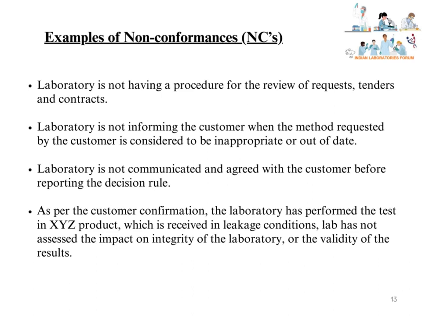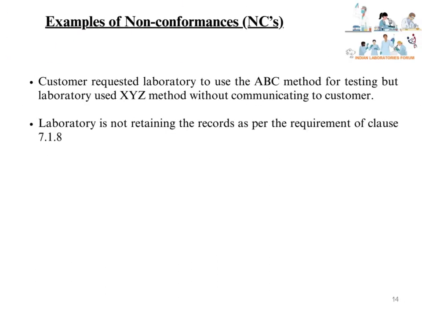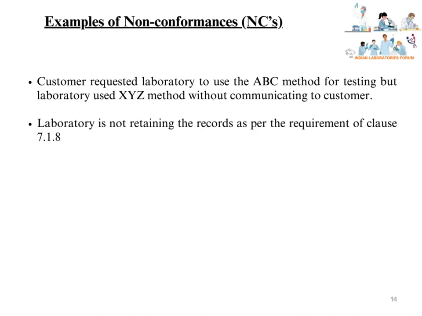As per the customer confirmation, the laboratory has performed the test on the XYZ product, which was received in leakage conditions. The lab has not assessed the impact on the integrity of the laboratory activities or the validity of the results. The customer has requested to use the ABC method for testing, but the laboratory used the XYZ method without communicating with the customer. The laboratory is not retaining the records as per the requirement of Clause 7.1.8.